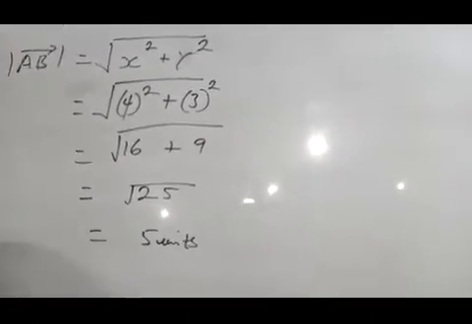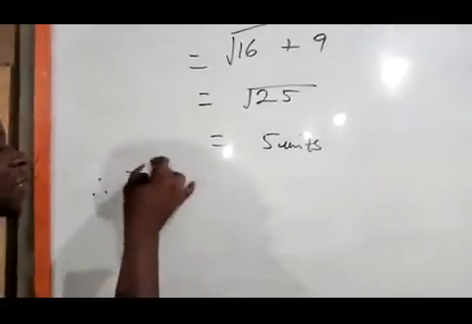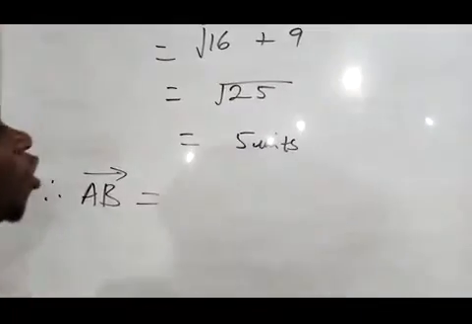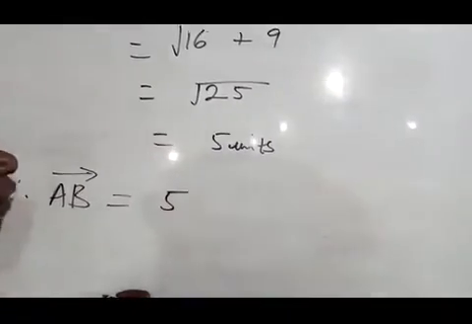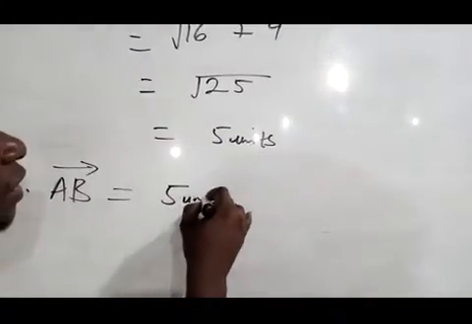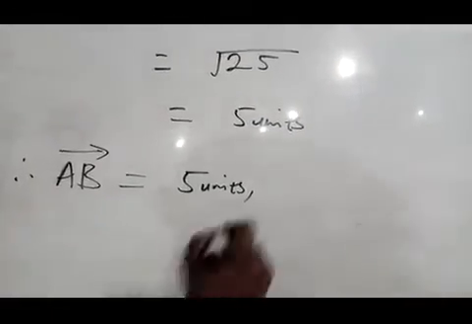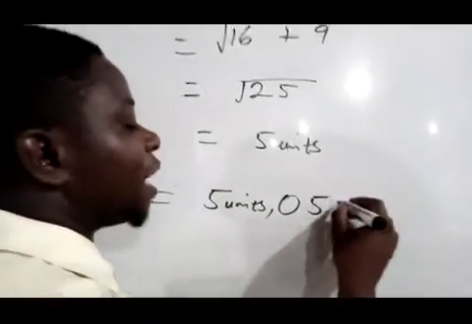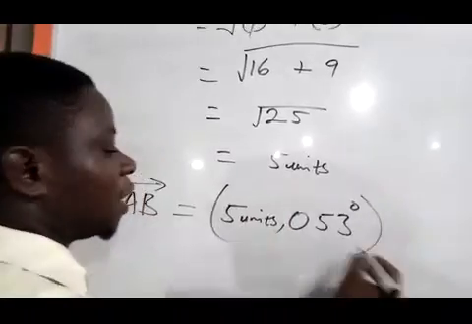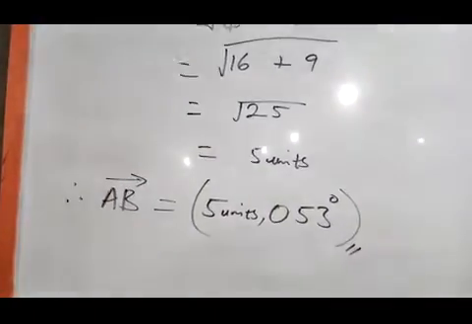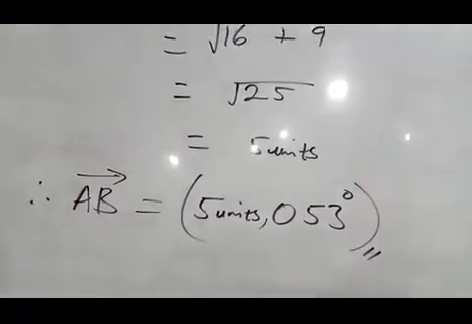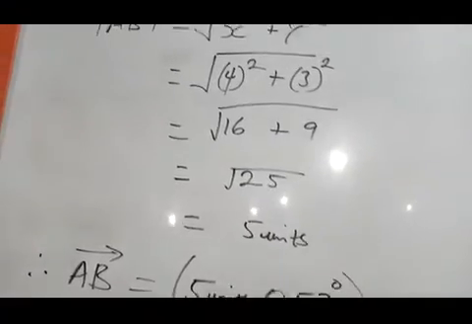Now we are writing it in the magnitude bearing form. Therefore, vector AB is equal to the distance first, so 5 units, and then the bearing, which was 53 degrees, so 053 degrees. And that is what you have. It's as simple as that.